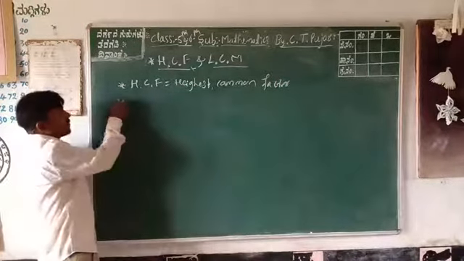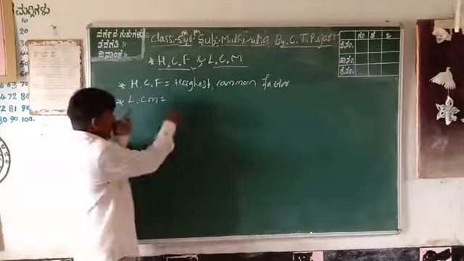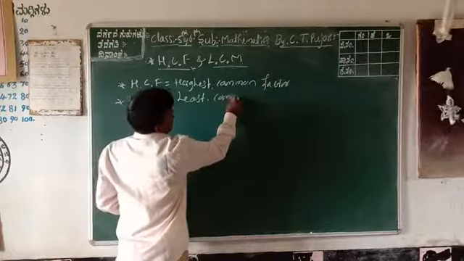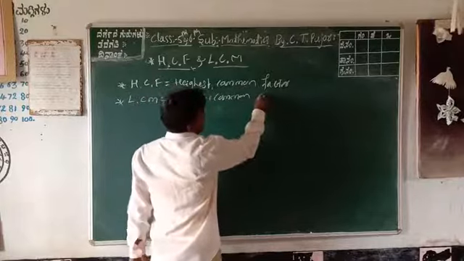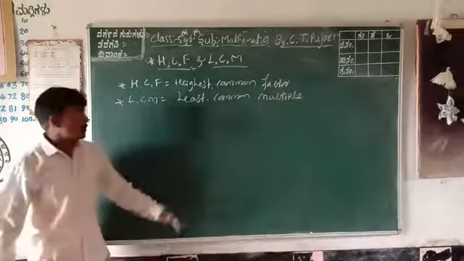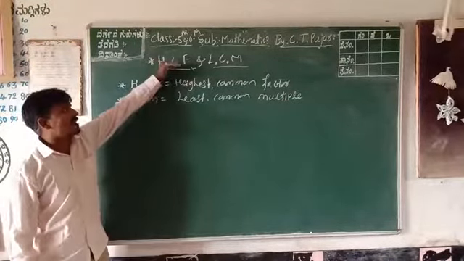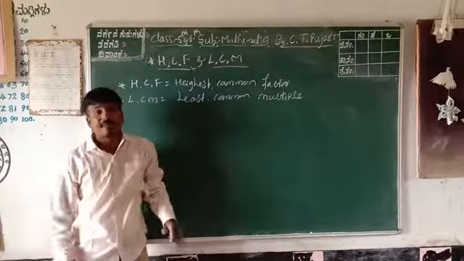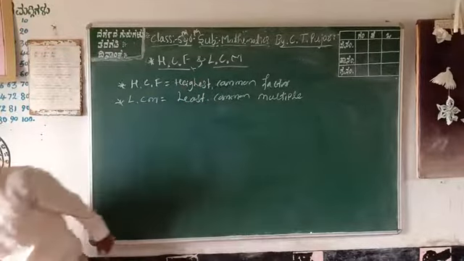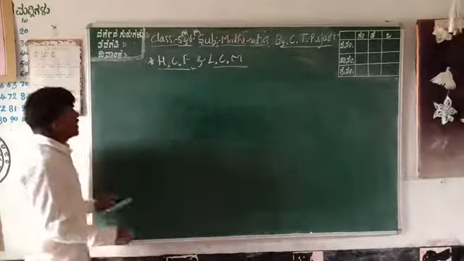What is the meaning of LCM? L means least, C means common, and M is multiple. Least common multiple. This is the meaning of HCF and LCM. You can find the HCF and LCM in many examples in your 5th and 6th standard. Therefore, write down some questions.